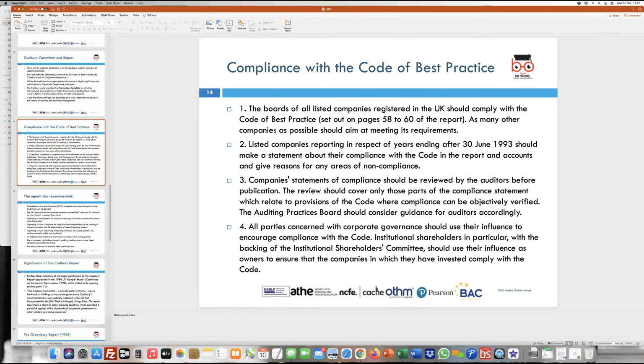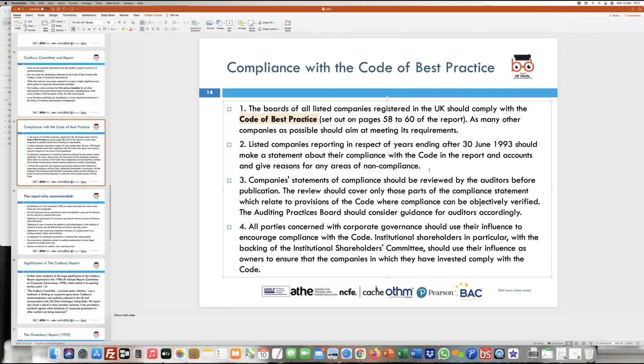But the four main codes of practice are that the board of all listed companies registered in the UK should comply with the code of practice which it prescribes. So when you form a new company in the UK, you have to create what is called the memorandum of articles. You have to have the documentation which is required. And in that documentation, there is a section which talks about the best code of practice which the directors of the company have to follow to create that organization or the operations of that organization. They are actually following this code of practice, which is the Cadbury code.